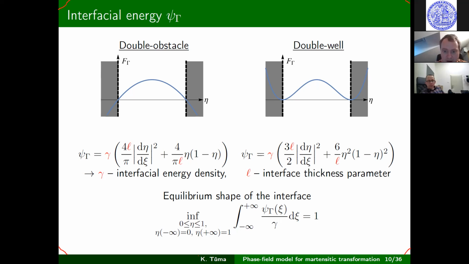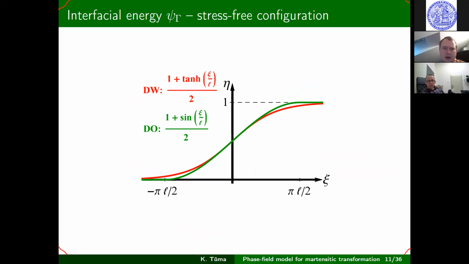Because without gamma, you get the size of the interface. In 1D, it is simple. In 2D, if you draw an interface and you integrate it over R2, you obtain the length of the curve. So this is a very important property of these two energies. So we can also look at how the profile looks like in one dimension. For double well, it is hyperbolic tangent, which goes exponentially to one and zero.